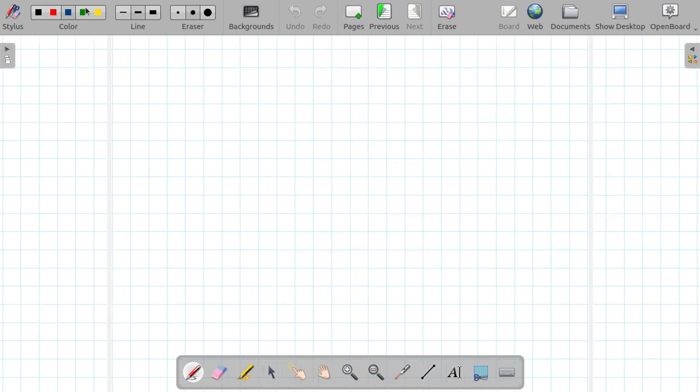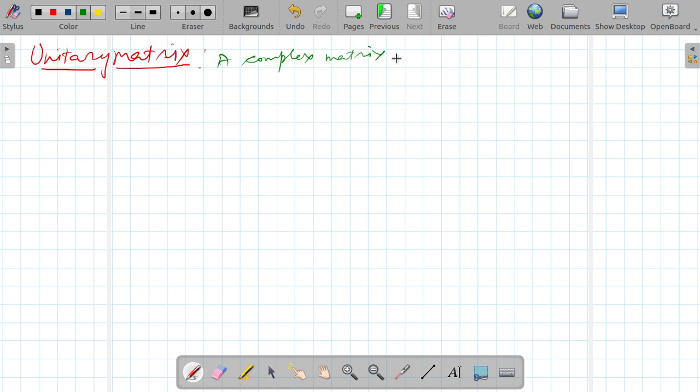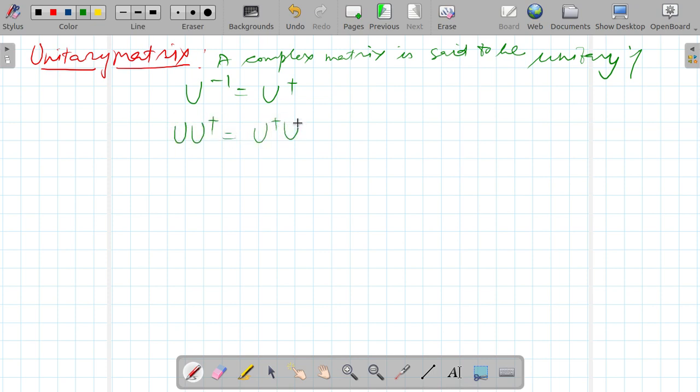Then let us talk about unitary matrix. A matrix, and it may be a complex matrix, so a complex matrix U is said to be unitary if U inverse is equal to U dagger, or you can say that U dagger U is equal to I. Also, there is a property known to us, that determinant of A dagger is equal to the complex conjugate of determinant of A. I will use this.